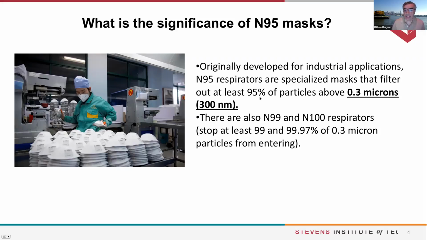the mask is supposed to stop 95% of the particles of about 0.3 micron, 300 nanometer particles, passing through the mask. There are also N99 and N100 respirators. N99 stops 99%, and N100 stops 99.97%. So the key here is 0.3 microns.